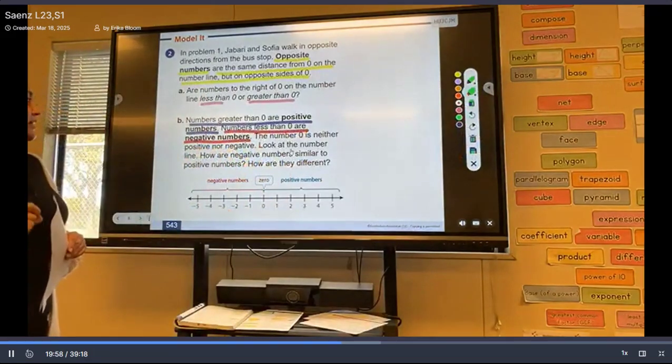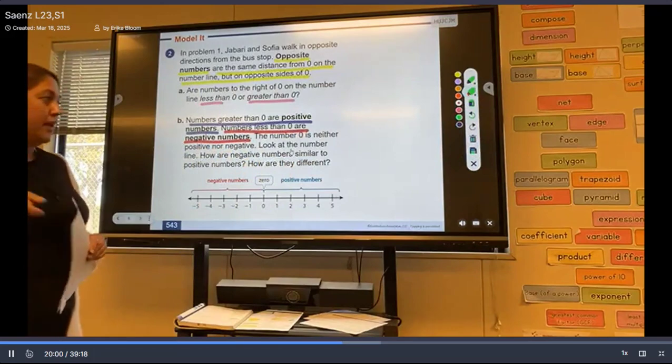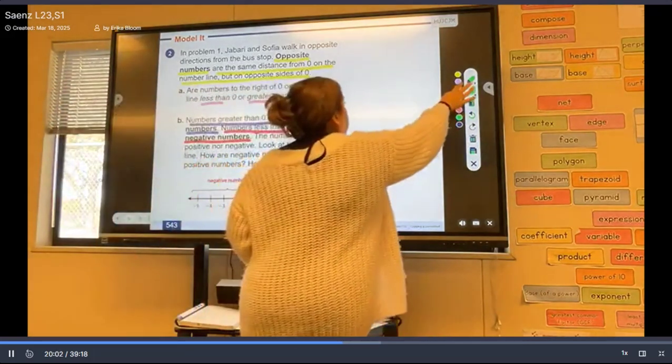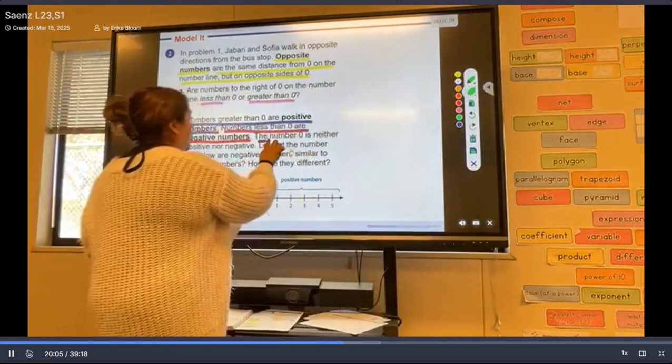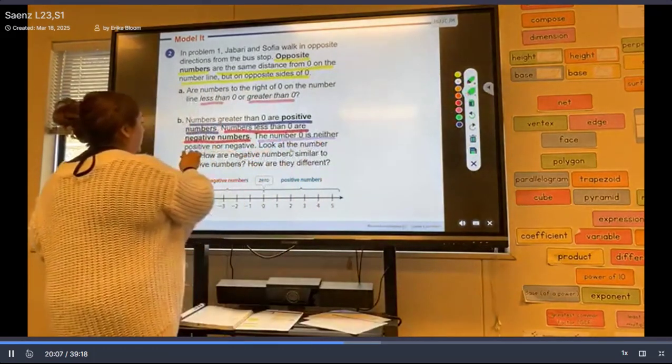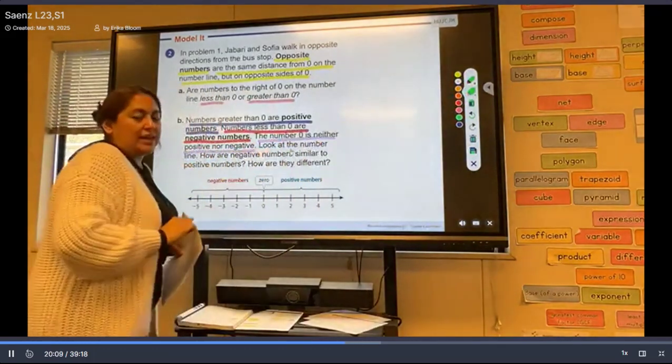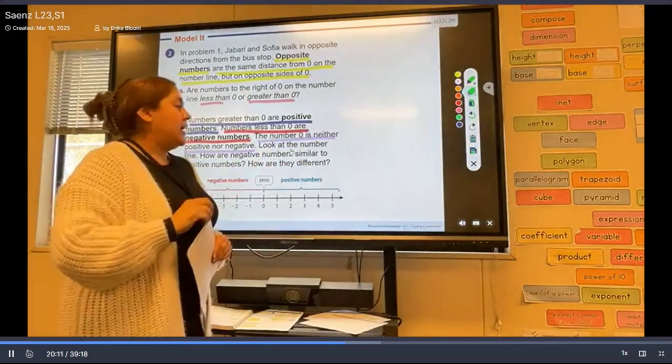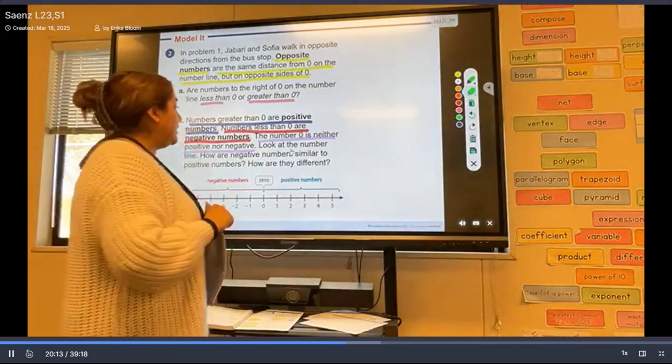The number 0 is neither positive nor negative. So keep in mind that 0 is not a positive number, nor is it a negative number. You could call it neutral, right? It doesn't want to pick a side. It's friends with everyone on the team.